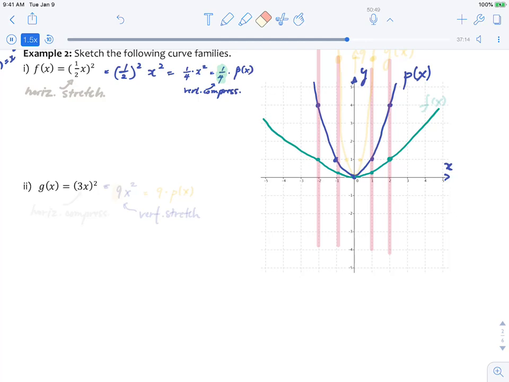Okay, so this would be my labeled f of x. You notice that these names are not set in stone, right? P of x, f of x. You set the parent function to whatever name you want. Just don't override the givens in the problem. So p of x, f of x.